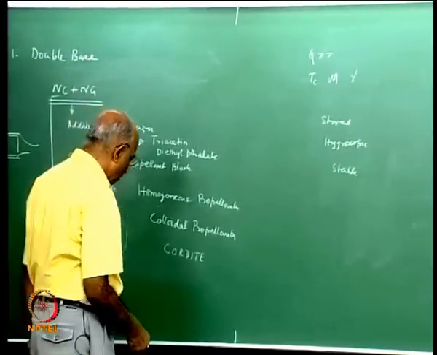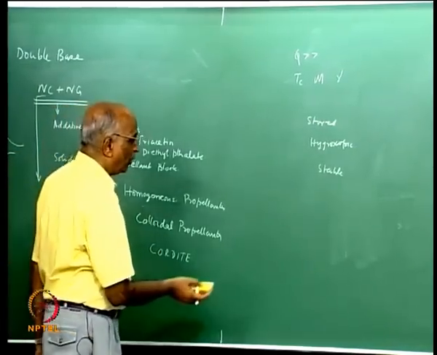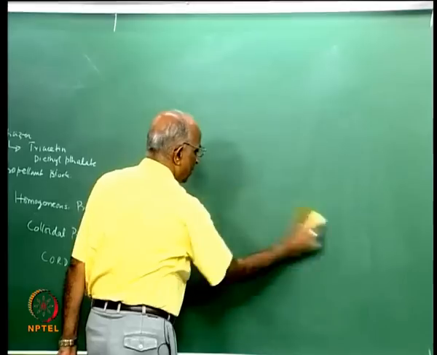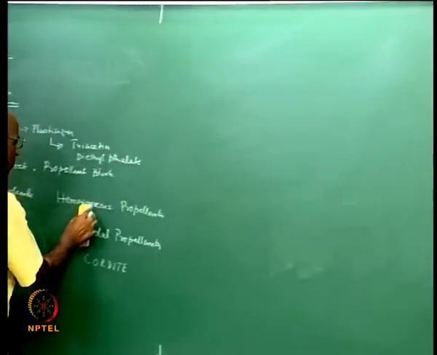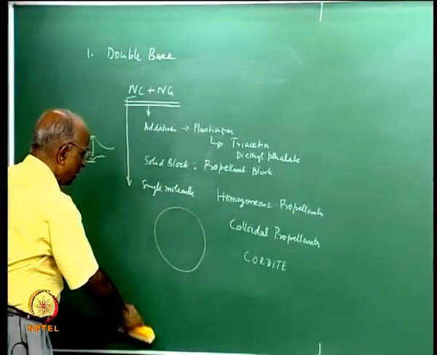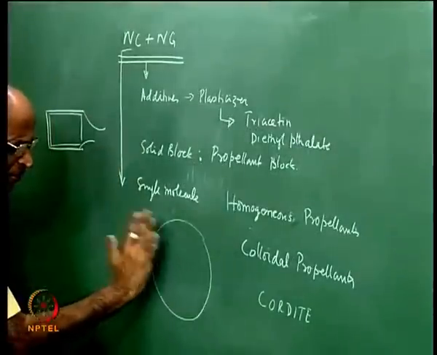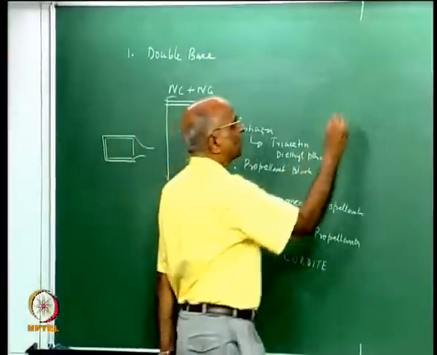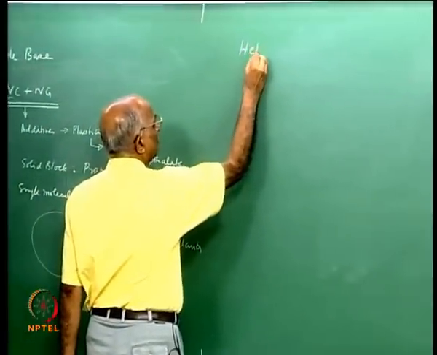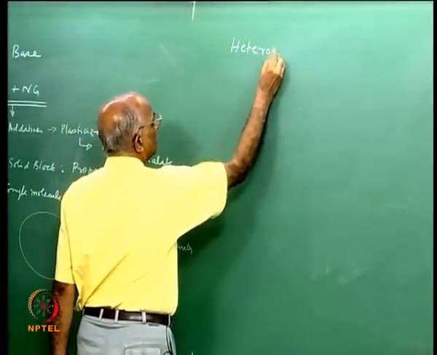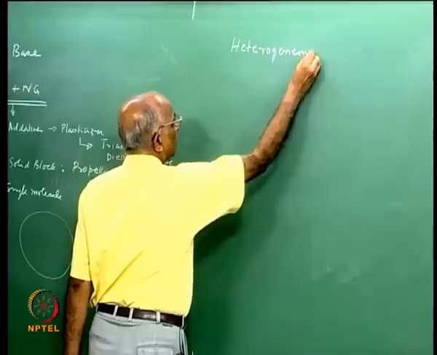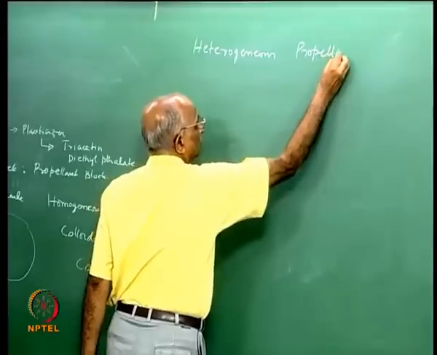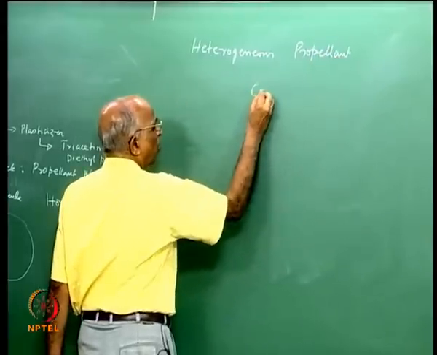There are only 4 types, and the second one which I am going to tell you now is very widely used, and unlike a homogeneous propellant, what is that? This is homogeneous, that means everywhere it is exactly the same. If I cut it, I cannot find different striations or anything. The second is what we call heterogeneous propellant. This is also known as composite.